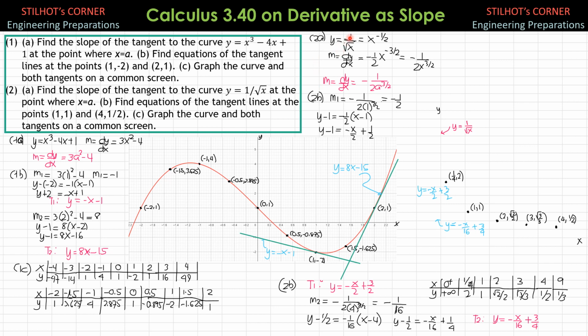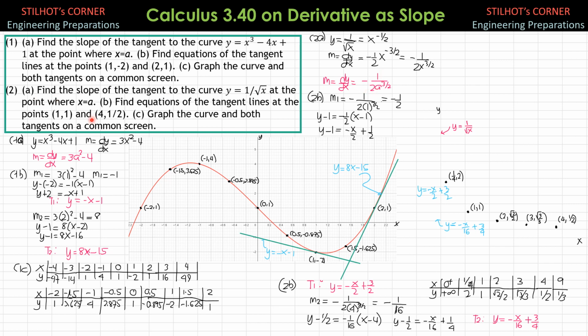So y equals 1 over square root of x. The derivative, if we use the power formula, we can transform this into x to the negative 1/2. So m is dy/dx equals negative 1/2 x to the negative 1/2 minus 1, so x to the negative 3/2. Simplifying and transforming, negative 1 over 2x to the 3/2, replacing x by a. So the slope of the tangent dy/dx is negative 1 over 2a to the 3/2.